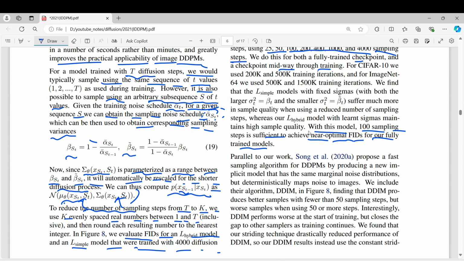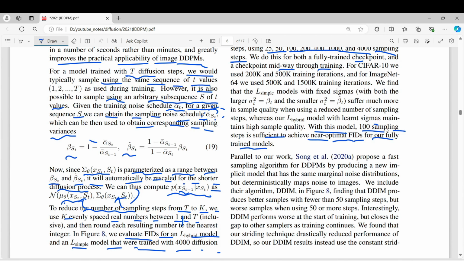So they are saying that by using this mechanism, rather than sampling from the whole sequence, by just sampling from this subsequence of t, they are going to employ 25, 50 steps, and they are getting near optimal FID with the learned sigma.